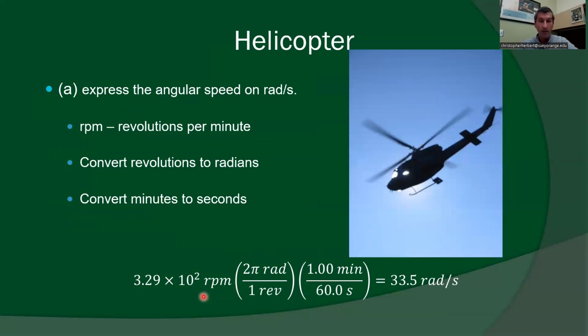So first of all, turning RPMs into radians per second. Again, you can roughly divide by 10, or to be more accurate, it's 2 pi radians for every revolution, and 1 minute for every 60 seconds. The reason why we got about a factor of 10 is because 2 pi is roughly about 6, and we've got 60 seconds per minute. So we get 33.5 radians per second.